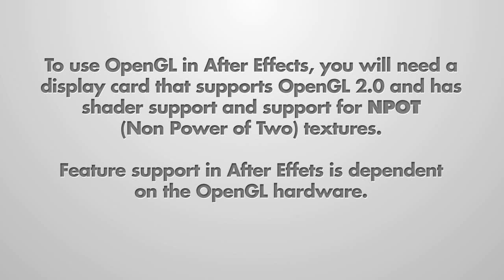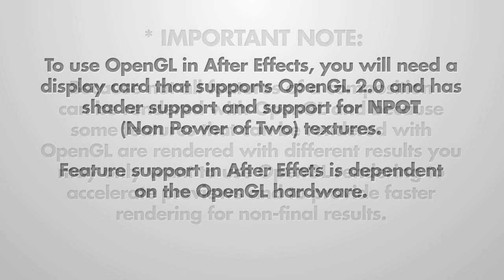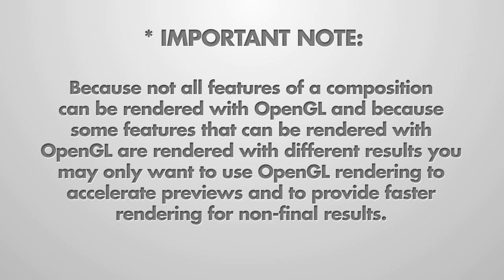To use OpenGL in After Effects, you need a display card that supports OpenGL 2.0 and has shader support and support for NPOT, or non-power of 2, textures. Feature support in After Effects is dependent on the OpenGL hardware. I want to point out something very important: not all features of a composition can be rendered with OpenGL, and some features that can be rendered with OpenGL are rendered with different results, so you may only use OpenGL rendering to accelerate your previews and to provide faster rendering for non-final results.